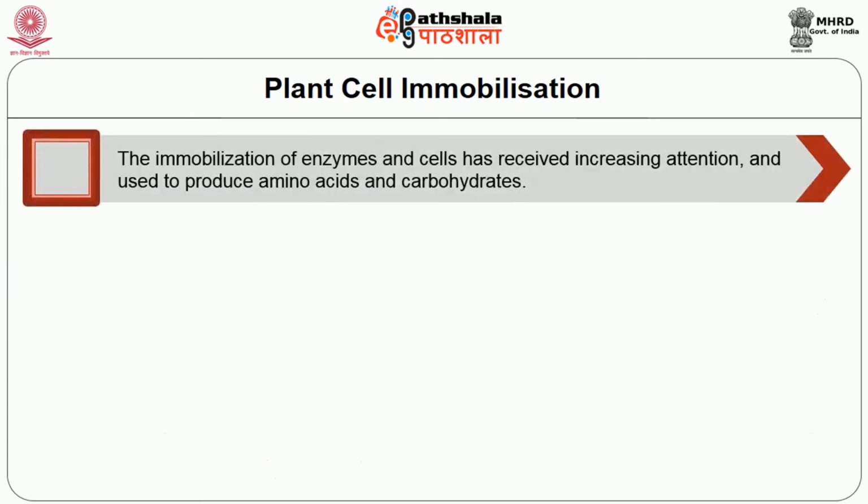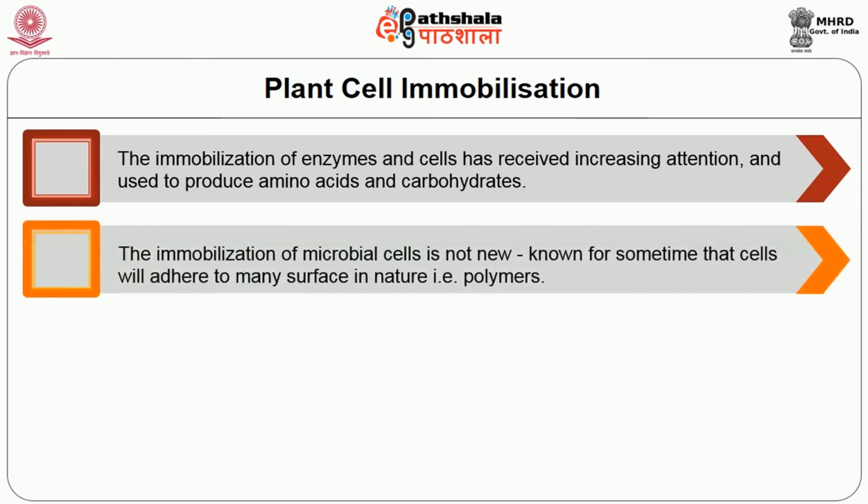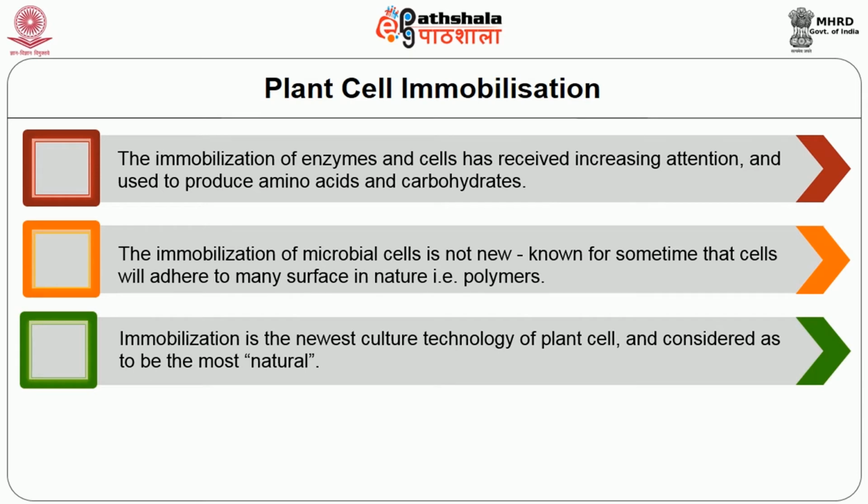The immobilization of enzymes and cells has received increasing attention and is used to produce amino acids and carbohydrates. The immobilization of microbial cells is not new. It has been known for some time that cells will adhere to many surfaces in nature, that is, polymers. Immobilization is the newest culture technology of plant cells and is considered to be the most natural.